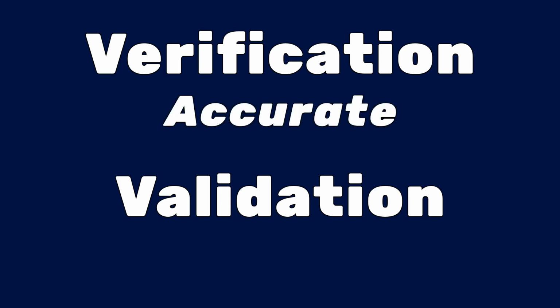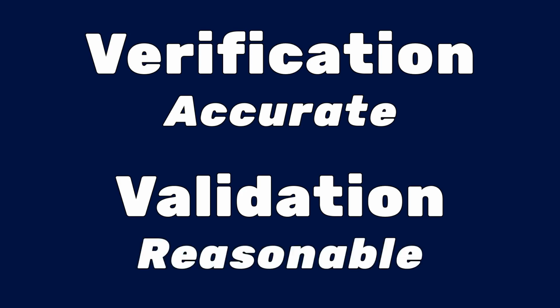With verification, there is a known accurate output to user input, so you're checking that the answer is right. Whereas with validation, user output must fall within an acceptable range of values to be deemed correct. Let's take a look at some examples and how we can check for them.